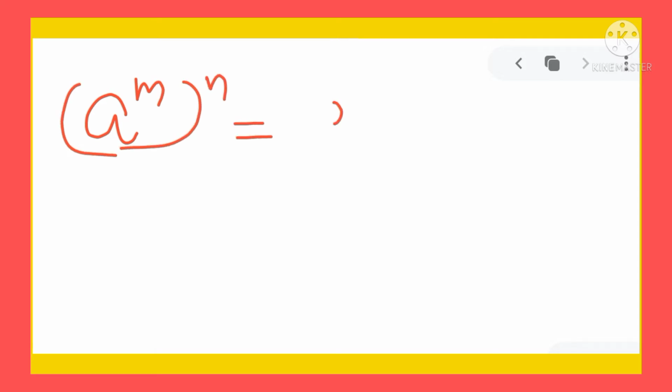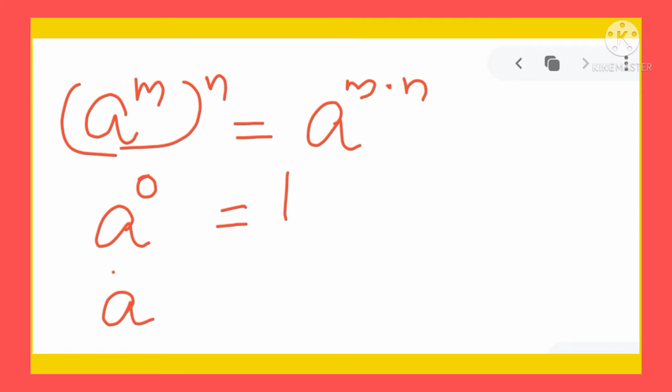Then what is a raised to m whole raised to n? That is power of power rule. So here we want to multiply both powers. That is a raised to m into n. Then the value of a raised to 0. For all values, a raised to 0 is 1. Then what about the negative power? We can write a raised to minus n as 1 by a raised to n.